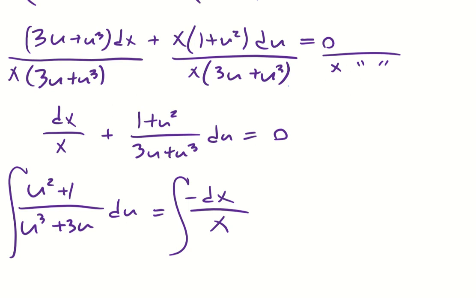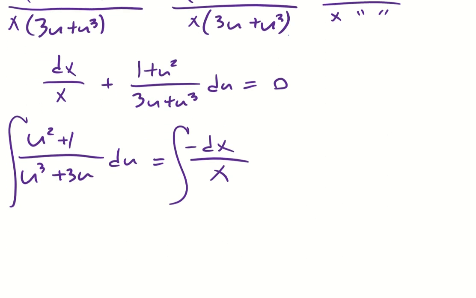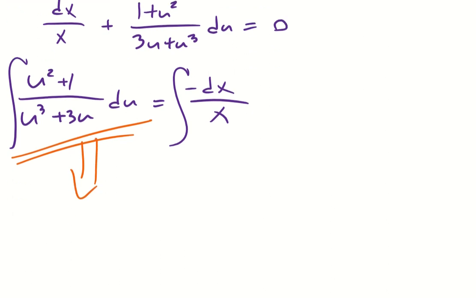Before we had a general form of the homogeneous equation for all homogeneous equations, but here we have a particular example. The right-hand side is trivial, but the left-hand side is not so trivial. So what would this be? We're going to have to do partial fractions.